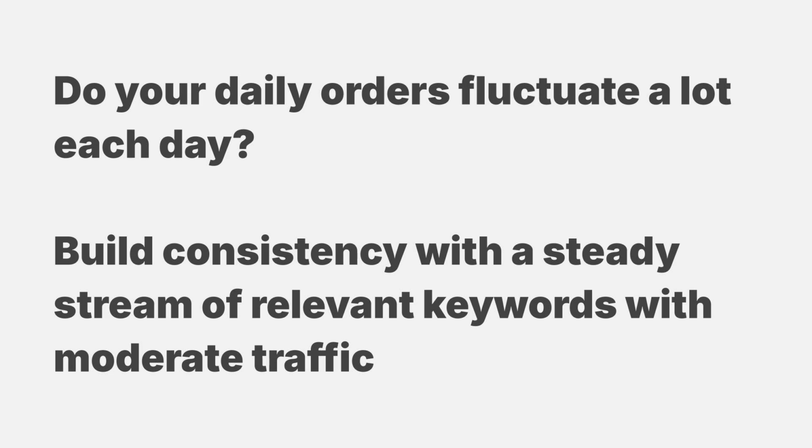If your daily orders are all over the place, stability needs to be your first priority. Start by choosing highly relevant keywords with moderate traffic. These are often more affordable and reliable. Even if your profit margins aren't perfect right away, focus on consistent orders. Stability gives you a foundation to optimize for profitability later. Think about it like this: you're building a steady stream of traffic so that the Amazon algorithm can trust your product and rank it more reliably.